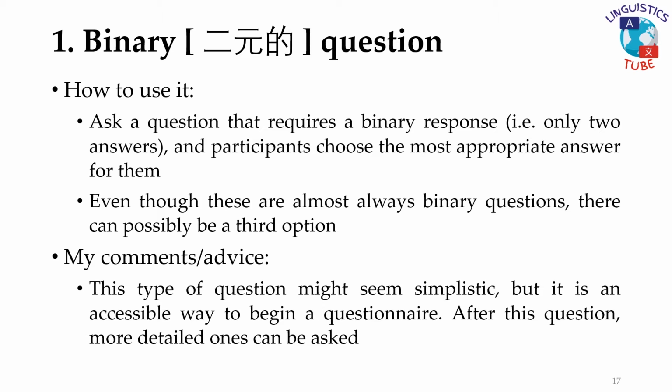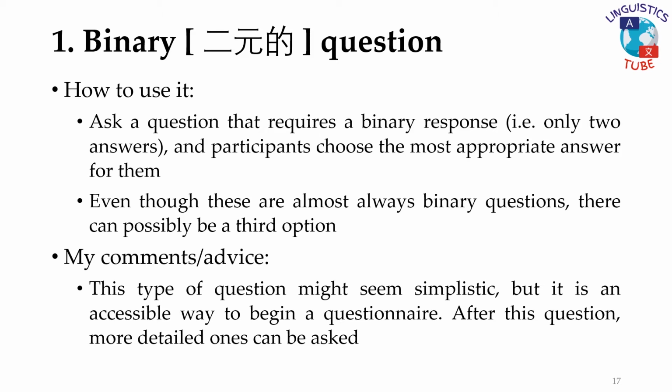I will show you these question types in the approximate order that they could appear in your questionnaire. We'll start with the most simple and introductory questions, and end with the most specific and detailed ones. The first type of question that we'll discuss is called the binary question. The word binary means a choice between only two options. Thus, to use it, the nature of the question that you ask will require binary answers, and participants choose the most appropriate answer for them.